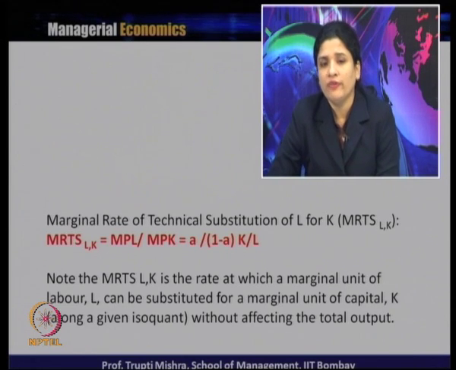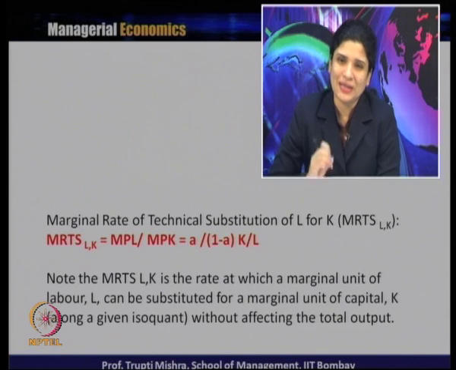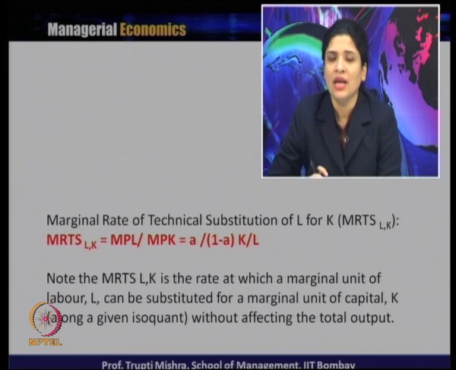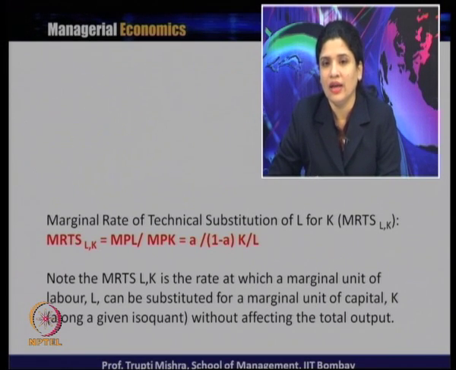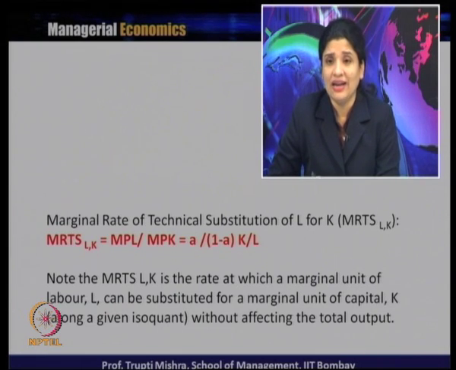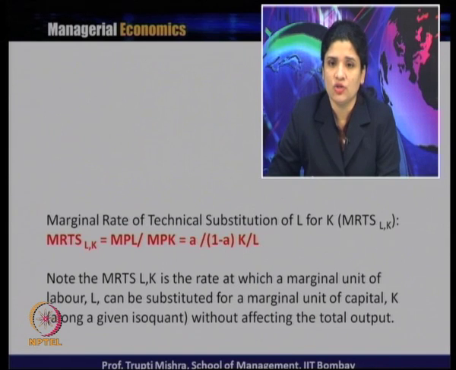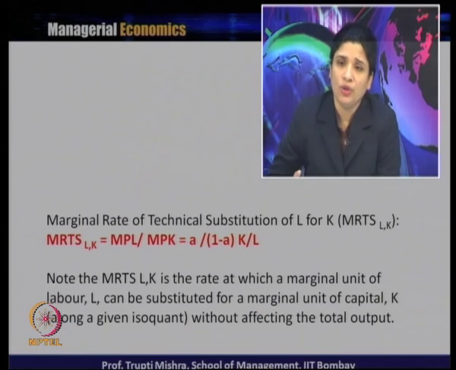So, when we are finding out the marginal rate of technical substitution specifically for the Cobb-Douglas production function, the marginal rate of technical substitution of L for K is MPL by MPK, that is A by 1 minus A, K by L. Here we have to note that the marginal rate of technical substitution of L for K is the rate at which a marginal unit of labor L can be substituted for a marginal unit of capital K along a given isoquant without affecting the total output. So, it is like the rate of substitution between two inputs, even if the amount of input used from labor and capital is changing, it still has to be on the same isoquant. So, the level of output is not changing.